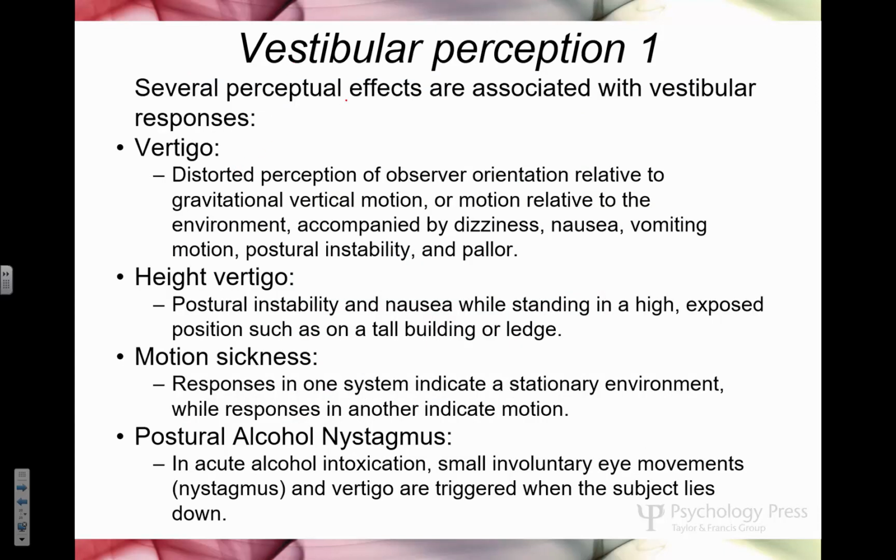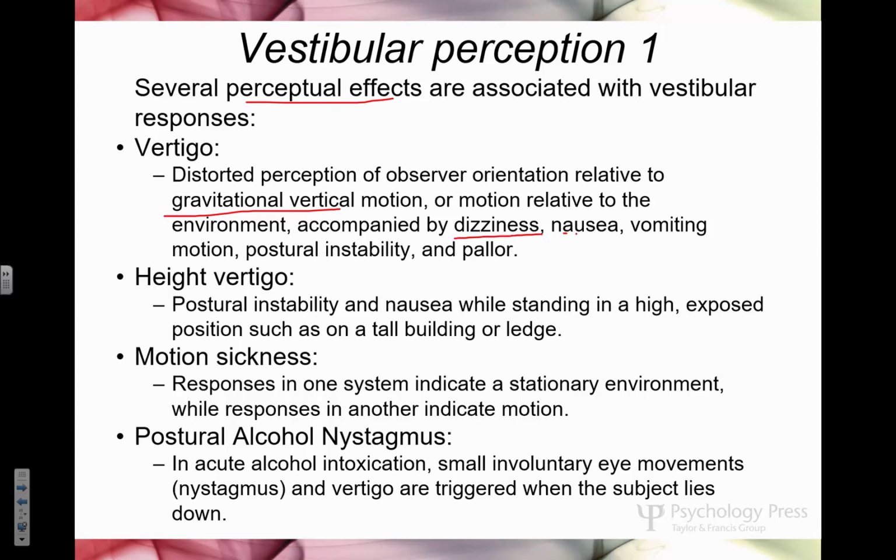All right, so let's talk about some perceptual effects with that vestibular system. So Eli, you mentioned vertigo. There's vertigo and then there's height vertigo, and often people don't differentiate between the two, but they're important. Vertigo is basically when you've got some distorted perception relative to gravity. Gravity's pulling you down. Your vestibular system is telling you gravity's pulling you at an angle. Your visual system is telling you this is upright, and you've got a mismatch that you've got to reconcile, and when you try to reconcile that, that can cause you some serious problems.